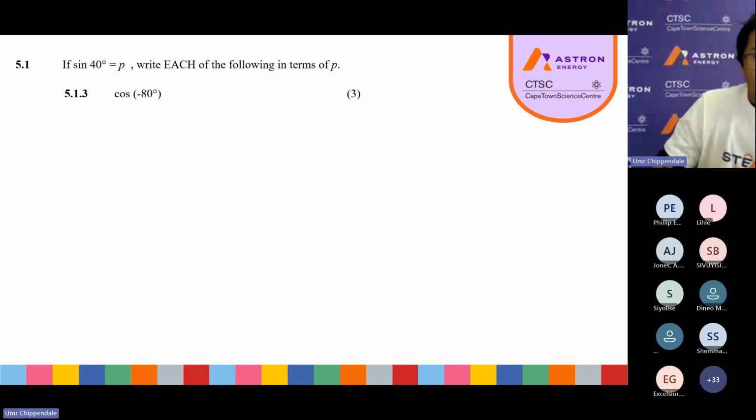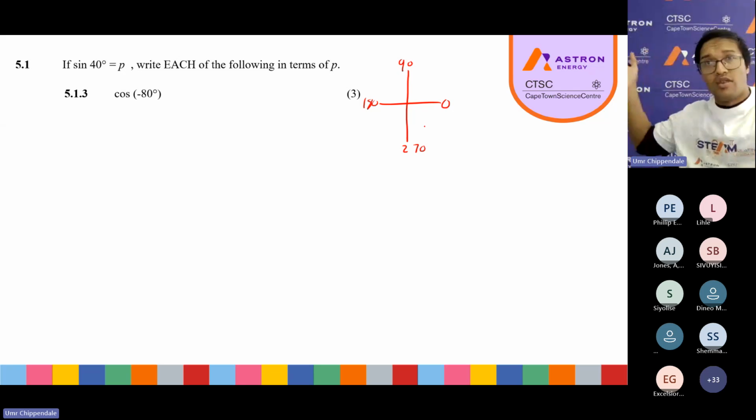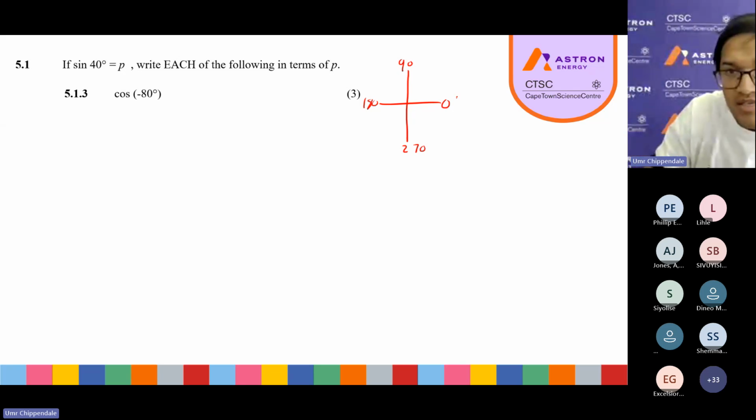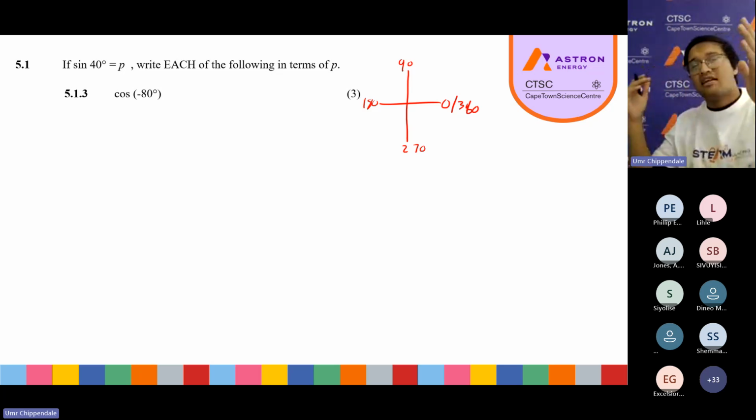Now, when it comes to negative 80, that is clearly not on our CAST diagram. Because remember, like I showed you, 0, 90, 180, and 270. So here we don't see any negative. But what we can do is we can always add 360 degrees. And the reason why we can add 360 degrees, or minus if it is more than 360, is because your CAST diagram just deals with 360. If it is more than 360, you can always minus 360. If it is a negative number, which is less than 0, you can always add 360.